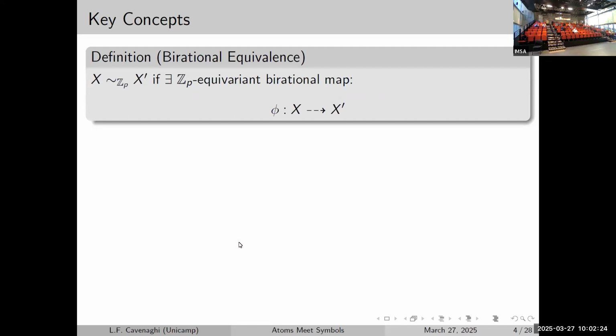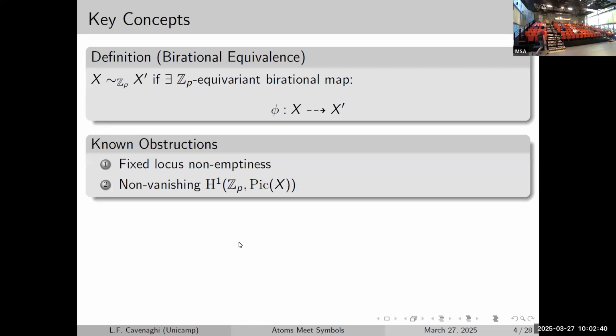And to begin with, to settle the ground, let's recall some definitions. We're going to say that 2 smooth projective varieties shall be Z/p equivariant birational if not only we find a birational map between them, but this map is equivariant with respect to the group actions. Some note on obstructions in this section where we have Z/p actions is the following. If X and X prime happen to be Z/p birational equivalent, then if the fixed locus of one is non-empty, then necessarily this should hold for the other.